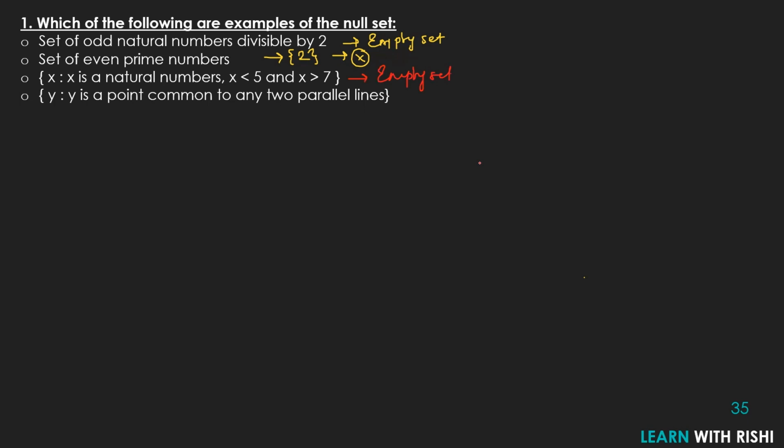Let us move to the next question. Set of all y such that y is a point common to any two parallel lines. Now do any parallel lines intersect each other? For a common point, the lines should intersect, but parallel lines never intersect each other. So there will be no common point. So again, our last set will also be an empty set.